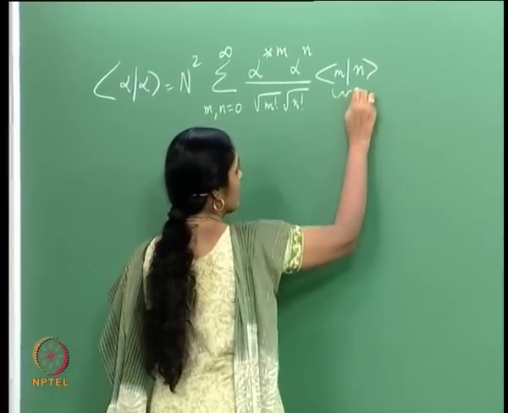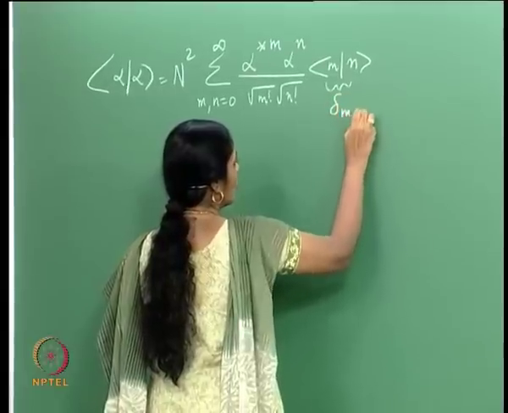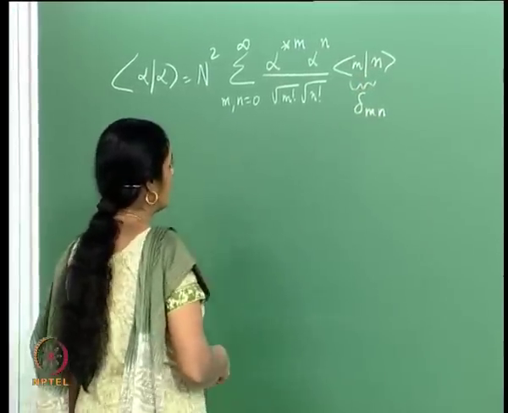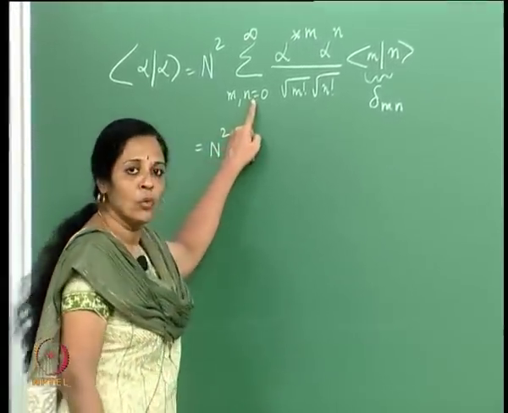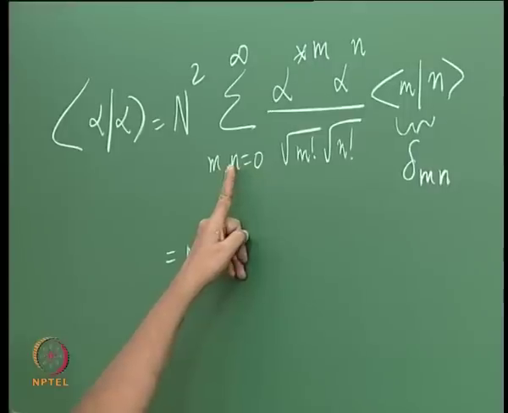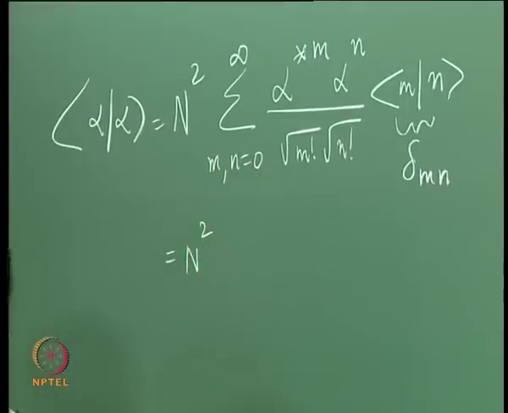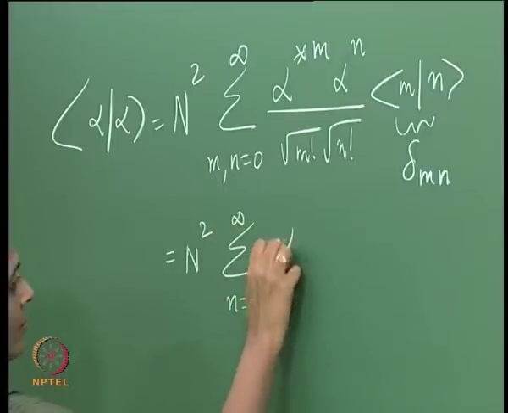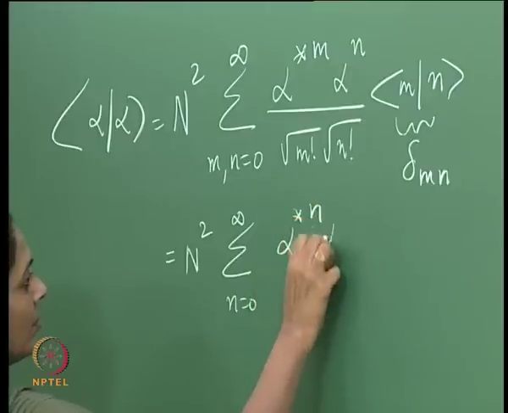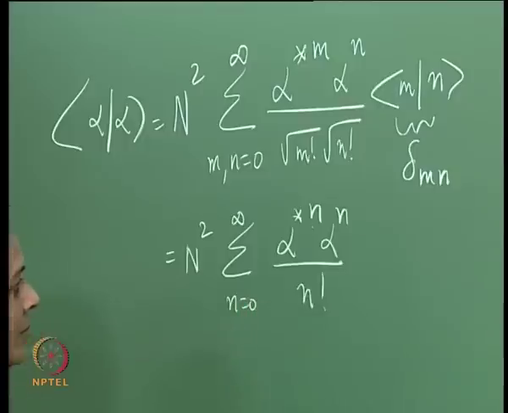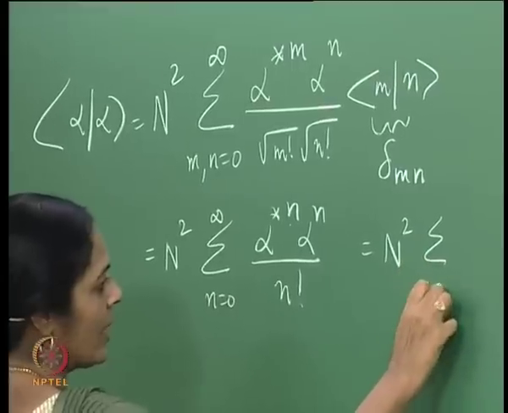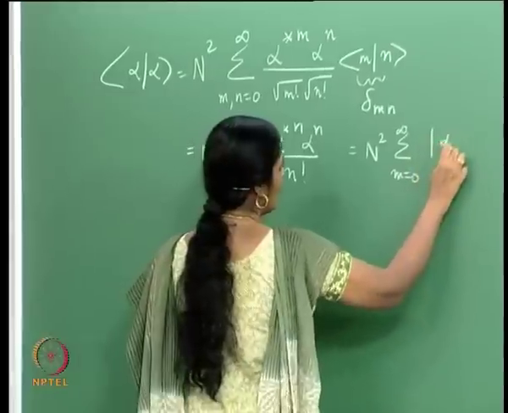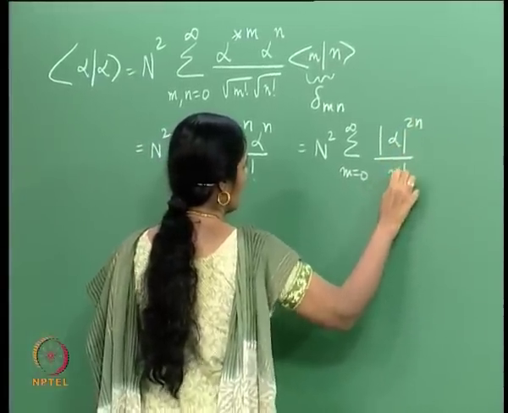But this is the Fock basis, the natural basis, and they are orthogonal states. So I have a delta m n, which means I can remove one of these summations. Perhaps I can remove the label m, replacing all m's by n. But this quantity is simply n squared summation n equal to 0 to infinity modulus of alpha to the power of 2n by n factorial.